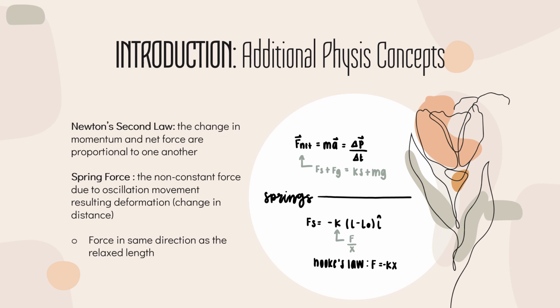Some additional concepts that should be included is Newton's second law, saying that the change in momentum and net force are proportional to one another. In this experiment, the net force is the sum of the spring force and gravitational force acting on the system. The spring force is a non-constant force resulting in deformation or change in distance, and this distance will always be in the same direction as the relaxed length. The spring force can be found as negative k times L minus L naught times L hat, and we can use Hooke's law to calculate the spring constant. We also applied the position and velocity update formulas.